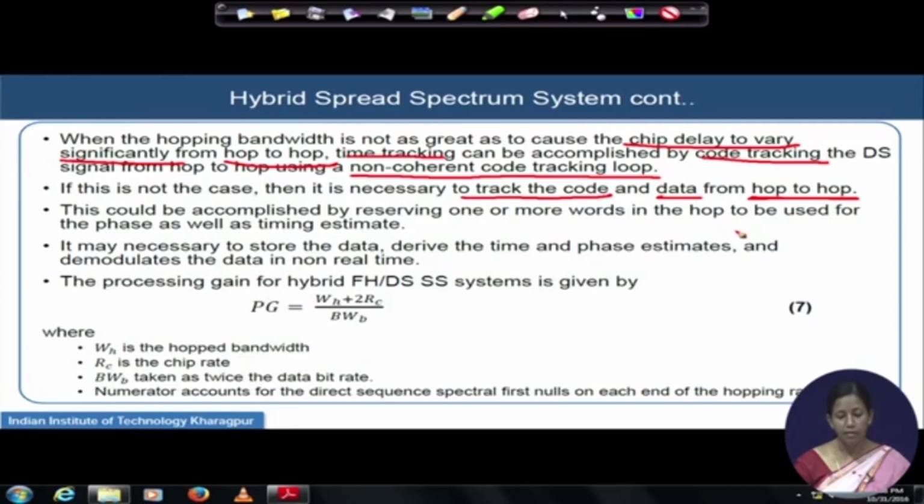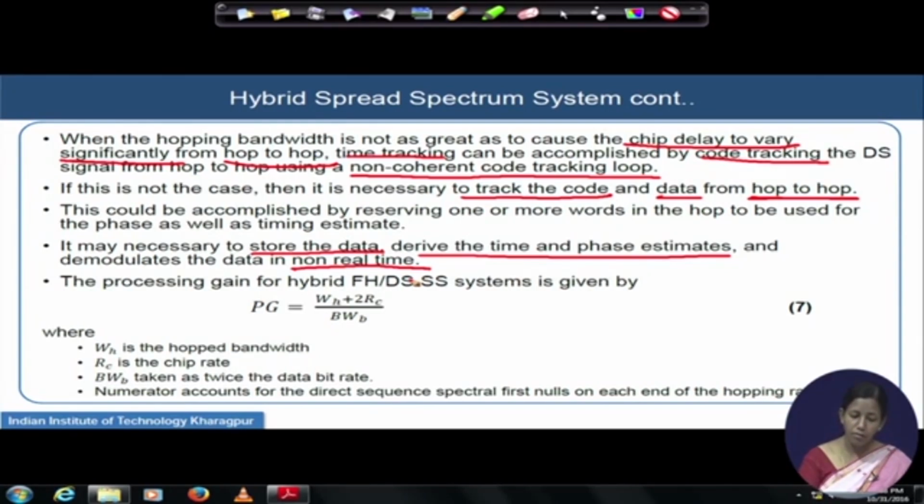It can be online, it can be offline also, but it will be very hard to do it online if there is a need for tracking it for each and every hop. So, in that situation we may need to store the data and derive the time and phase estimates, and then demodulate the data in non-real time. So, this is offline transmission, offline estimation and offline correction, the technique that we prefer to go ahead with.